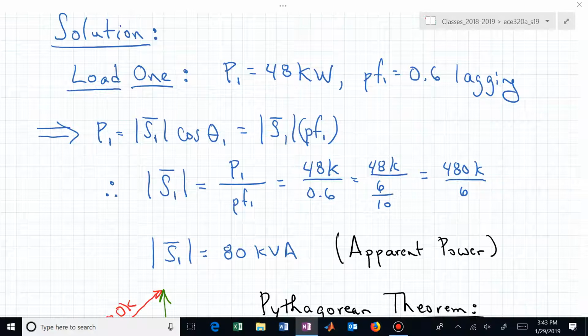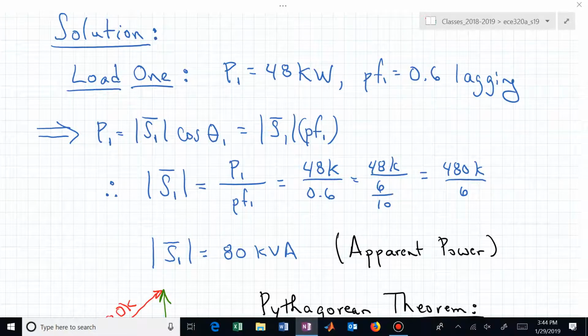But we know that P is equal to apparent power cosine of theta. We apply that, and we can find the apparent power because we're given two pieces of that three-piece equation. We're given the power factor and the real power. We haven't been given the apparent power. We can find it, and that's now 48 divided by 0.6, or 80 kVA. That's the apparent power of load 1.